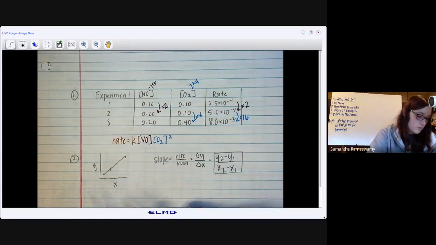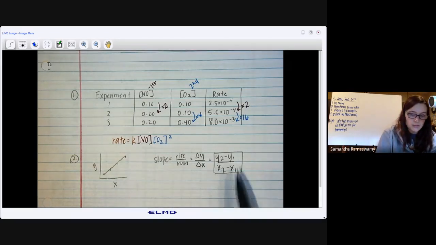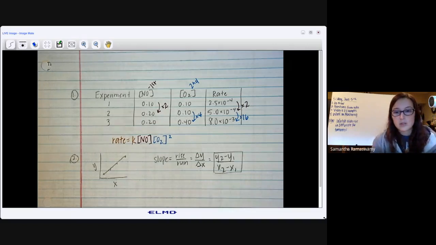And when we pick 2 points, we do y2 minus y1 over x2 minus x1. The reason that I had you write this down is because this is going to be useful for today. We're going to be calculating slope of a line today.